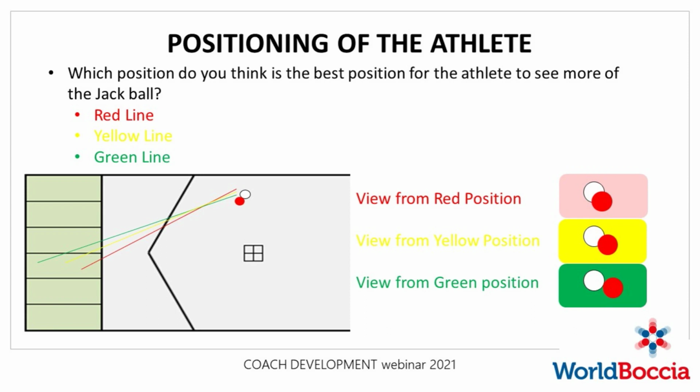And then the key factor here, if we're trying to open up the jack from this position, is the fact that if we're playing from the green position, we probably have to use less power to create whatever outcome we're wanting to achieve, whereas from the yellow position, we're going to have to use slightly more power, and playing from the red position, we're going to have to use even more power again.